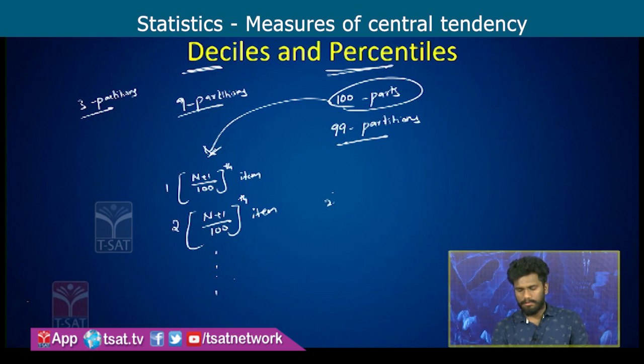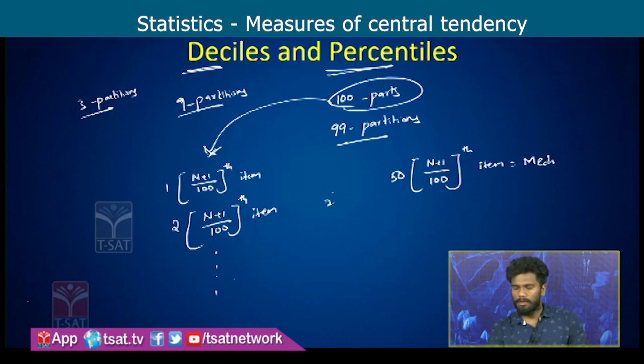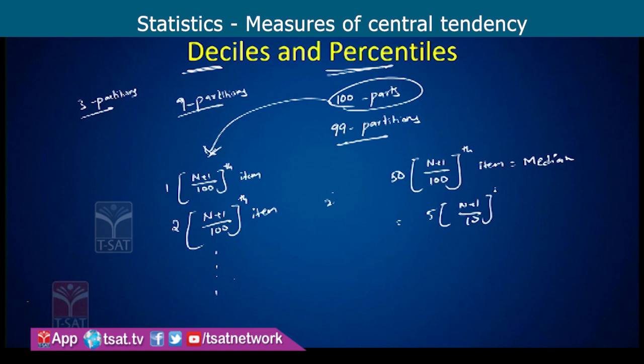so on like this. The 50th percentile is given by 50 into (n+1)/100th item, which is also equal to the median, and this is also equal to 5 into (n+1)/10th, that is the fifth decile. And median is nothing but the second quartile. So this is a relation you have to remember: 50th percentile is equal to second quartile is equal to fifth decile, and all are equal to the median.